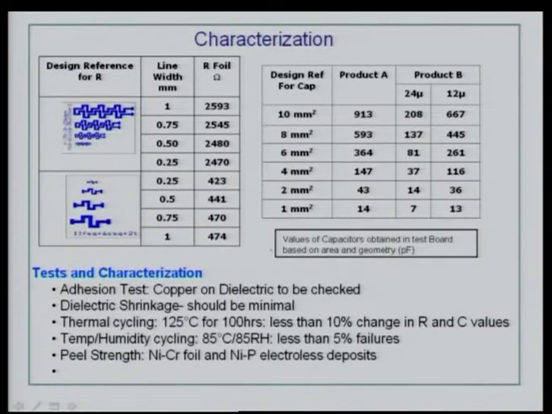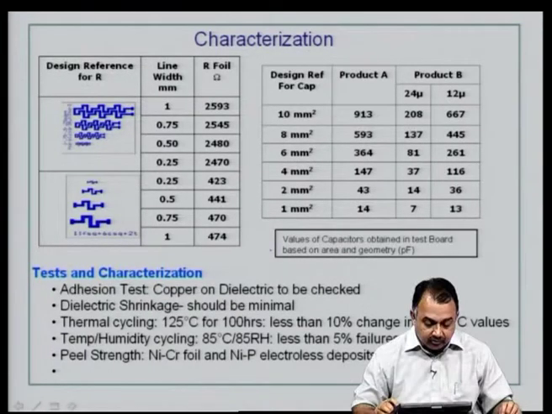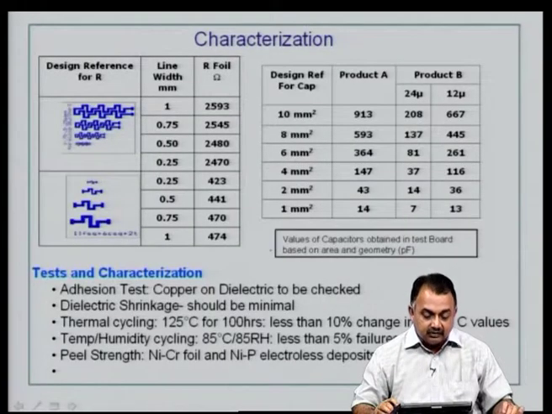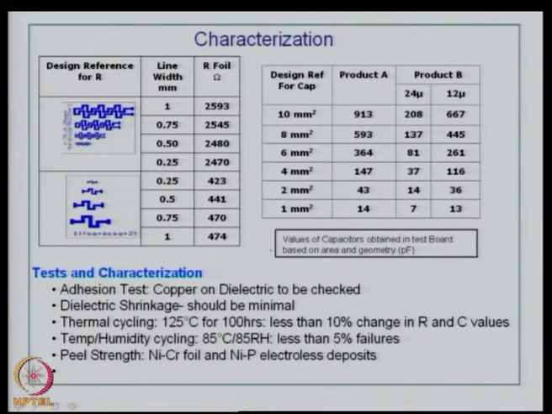Now, as usual you have to characterize anything that is synthesized. So, once it is fabricated you have to do the characterization. In the next lecture we will talk about characterization issues, challenges, and we will also get into fabricating capacitors and how you evaluate resistors and capacitors and qualify them as reliable materials.